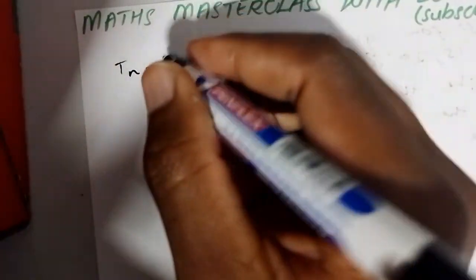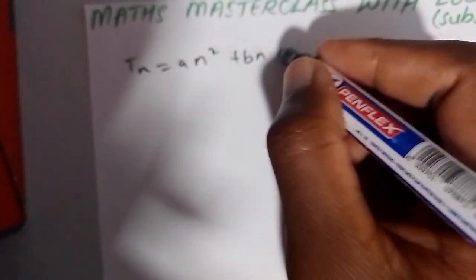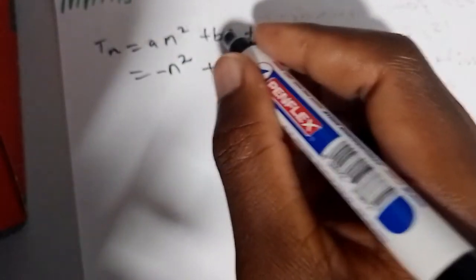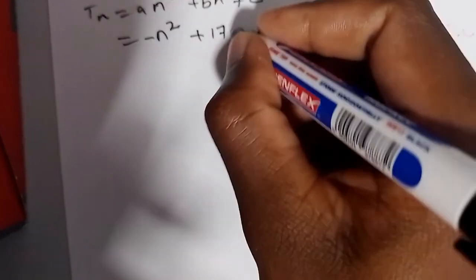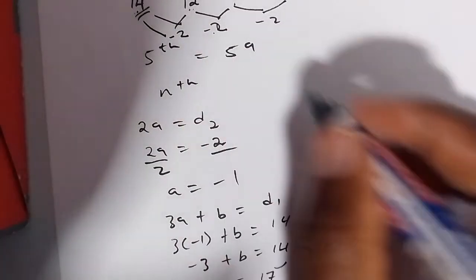Then I can write my equation: Tn is equal to an squared plus bn plus c. What is the value of a? It's negative n squared, plus what is the value of b? It's 17n, minus 1. This is our general equation.